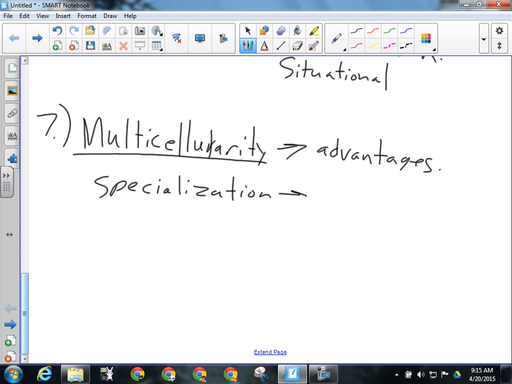That has to do with, for something to be a true multicellular organism, there's got to be that division of labor. Some cells are specialized to do this job, some cells are specialized to do that job. So certainly that's something that'll probably come up. That could be a multiple choice question where it's, which of the following is a characteristic of a true multicellular organism? Specialization would be one of those. Stuff like that.